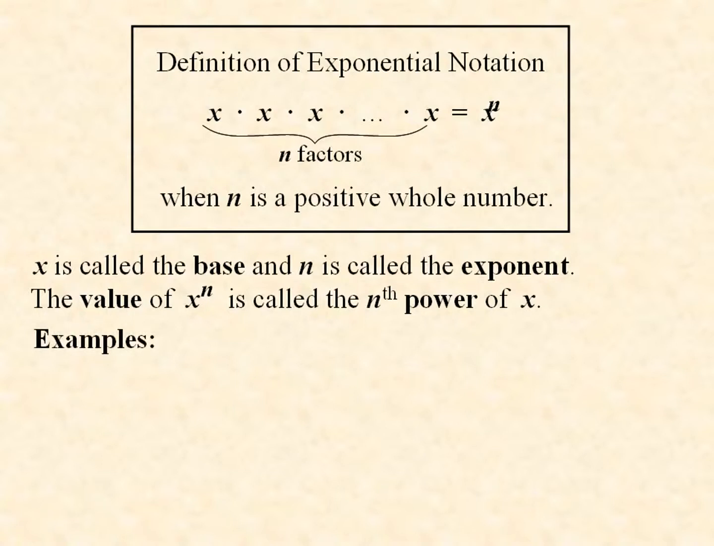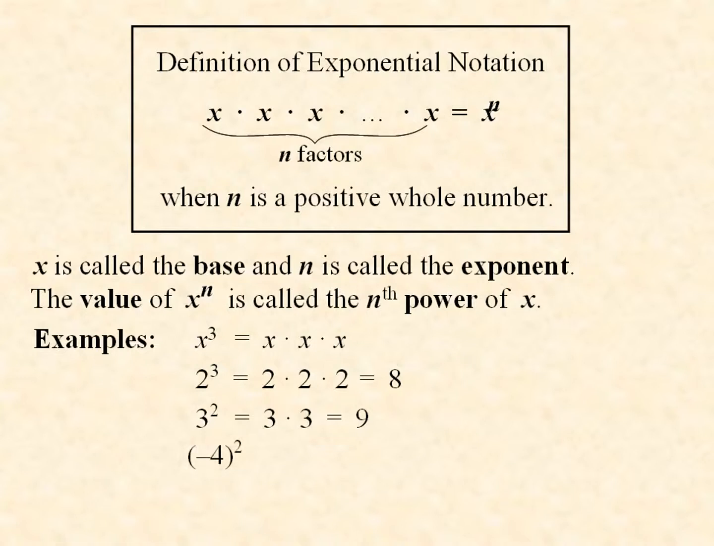Here are some examples. x to the 3rd power means x times x times x. 2 to the 3rd power means 2 times 2 times 2, and that happens to be 8. 2 times 2 is 4, times 2 is 8. 3 to the 2 power is equal to 3 times 3, and that happens to be 9. We also call that 3 squared.